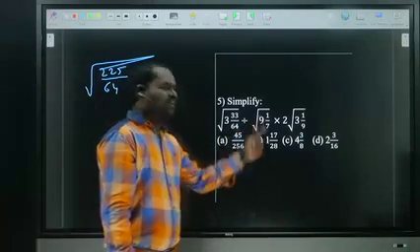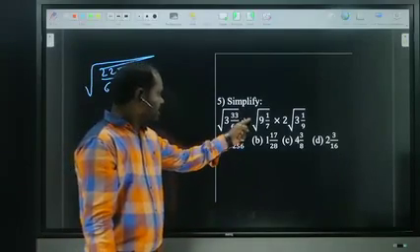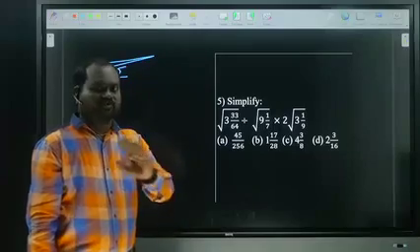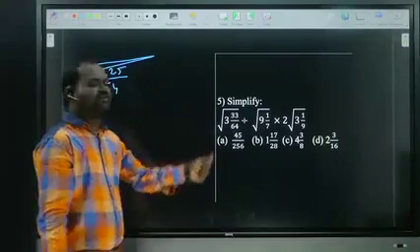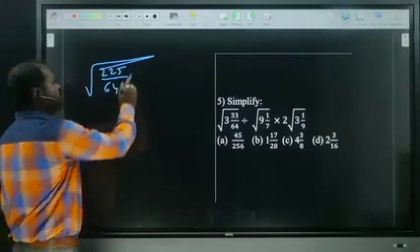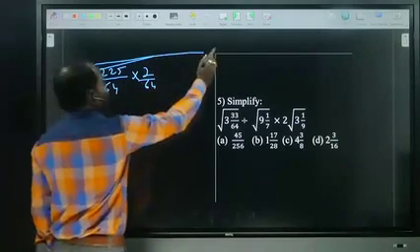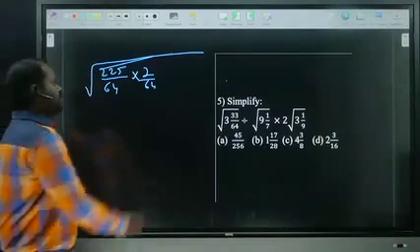Division 9 1/7, a mixed fraction. Convert that: 7 nines are 63 plus 1, 63 plus 1 is 64 by 7. Actually 64 by 7, but division is there, so for reverse division, make it as multiplication: 7 by 64. Right? Now that is finished.